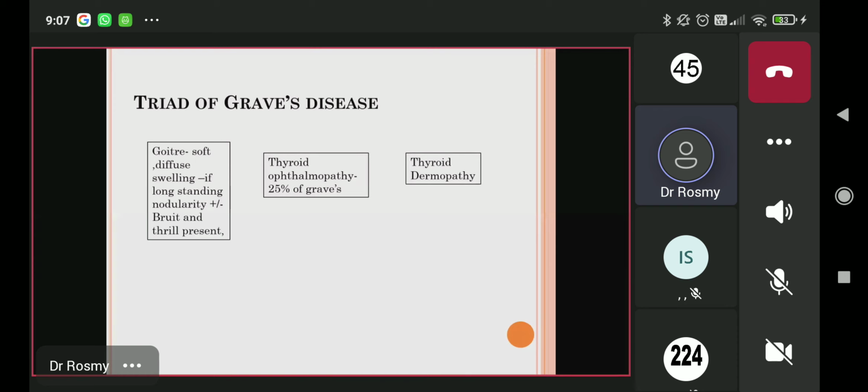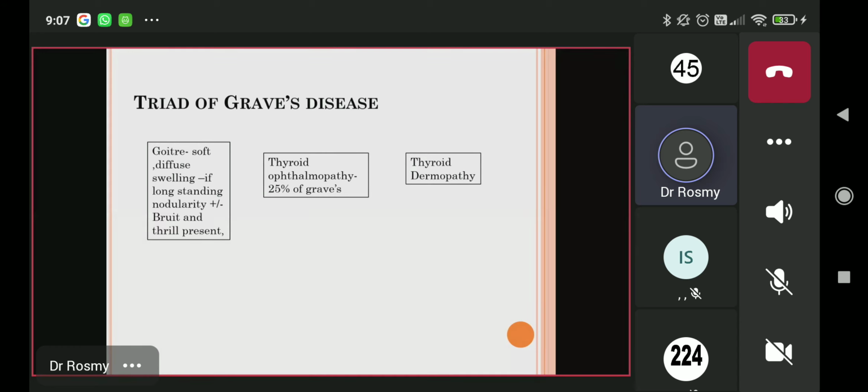Okay, next, this is one part of the triad. So what else can you find? There is something called thyroid ophthalmopathy. That is something to do with the eye. It is said that 25% of patients with Graves' disease will have ophthalmopathy. This ophthalmopathy has a lot of manifestations. How will the patient be? What will be the complaints?